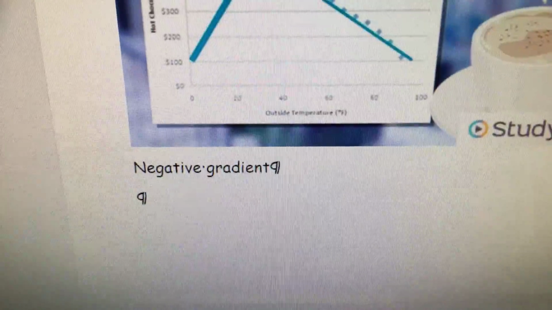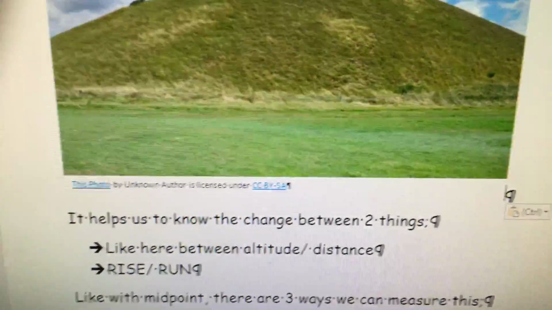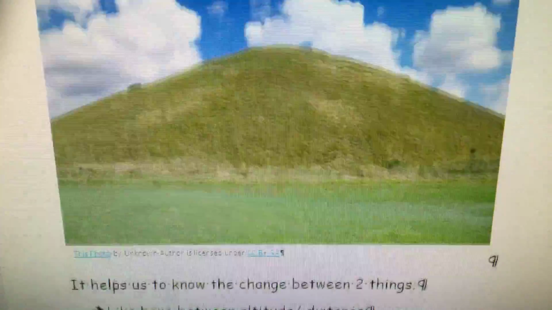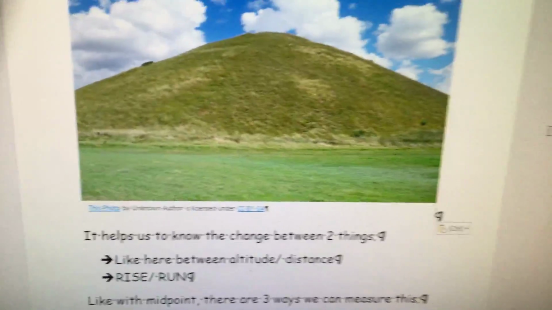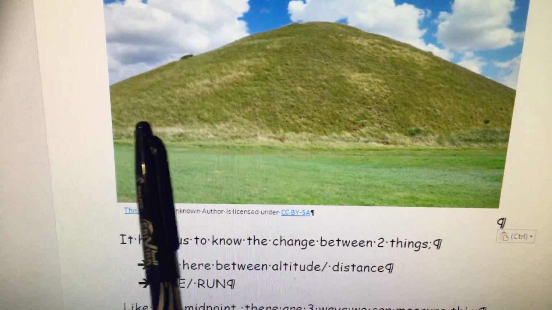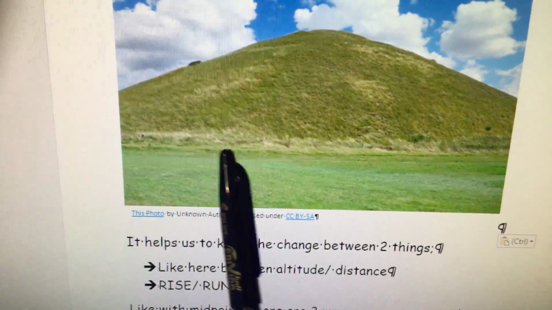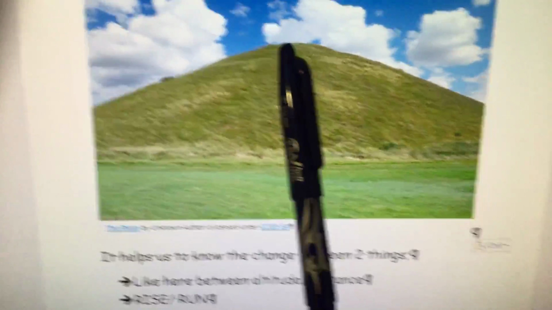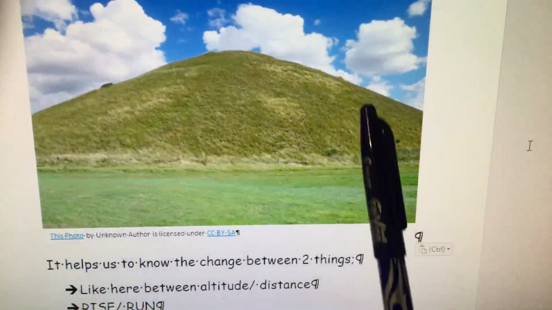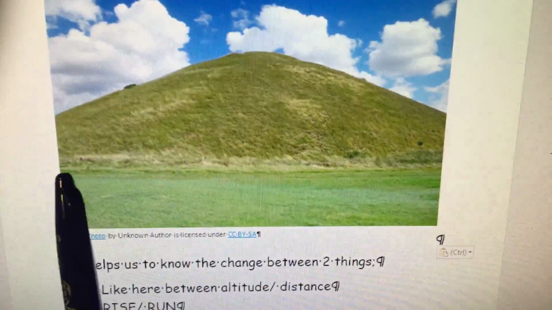So just moving along there, back to our hill there, it helps us to know the change. A gradient helps us to know the change between two things. Like here with this hill, we're looking at the change of altitude, which is going up here, as we move across left to right. So as we go left to right, a person on this hill is going up higher, and then they get to the peak, and as they continue moving left to right, then they actually start going down. So we see a change in the rise, which is going up and down, with the run, which is going acrossways.